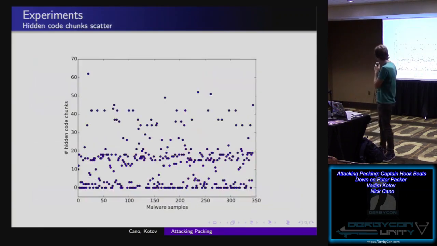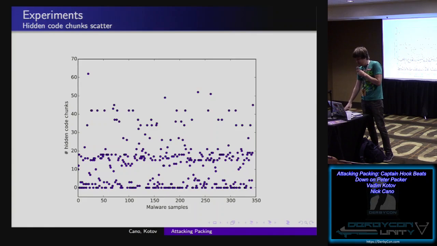Here is how the number of extracted code chunks is distributed. The horizontal axis is malware samples, and the vertical axis is the number of hidden chunks. Interestingly, we have these two distinct stripes. What does it mean? I don't know, it's just a pattern, and we thought it was worth mentioning. The maximum is 62: one malware has 62 chunks of code executed before it jumped to the payload.